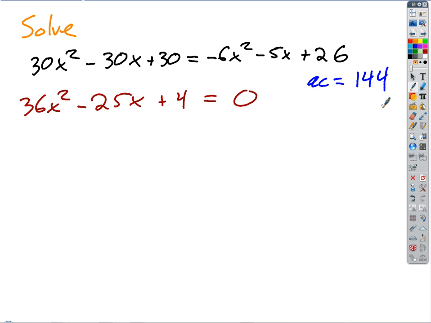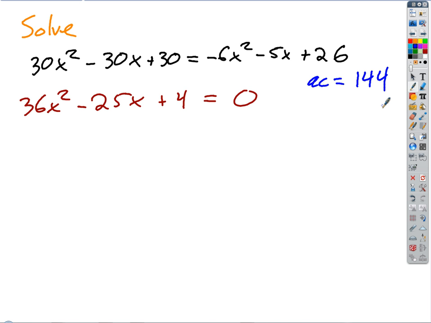Okay, so now we're looking for magic numbers, but let's narrow down our search. If they're going to multiply to 144 and add to negative 25, what two numbers? We know they both have to be the same sign, and they both have to be negative. That helps, right? We want numbers that multiply to 144 and add to 25, and then we know they're both negative.